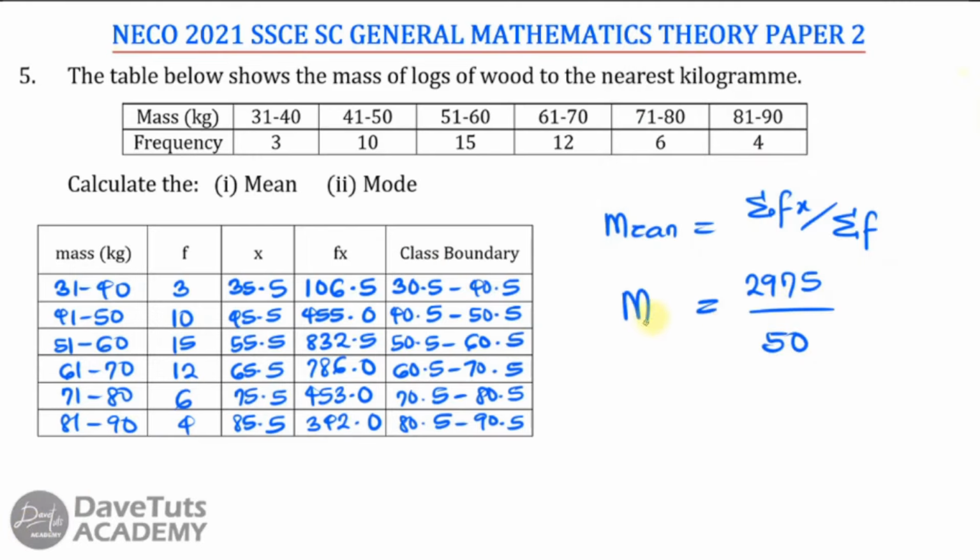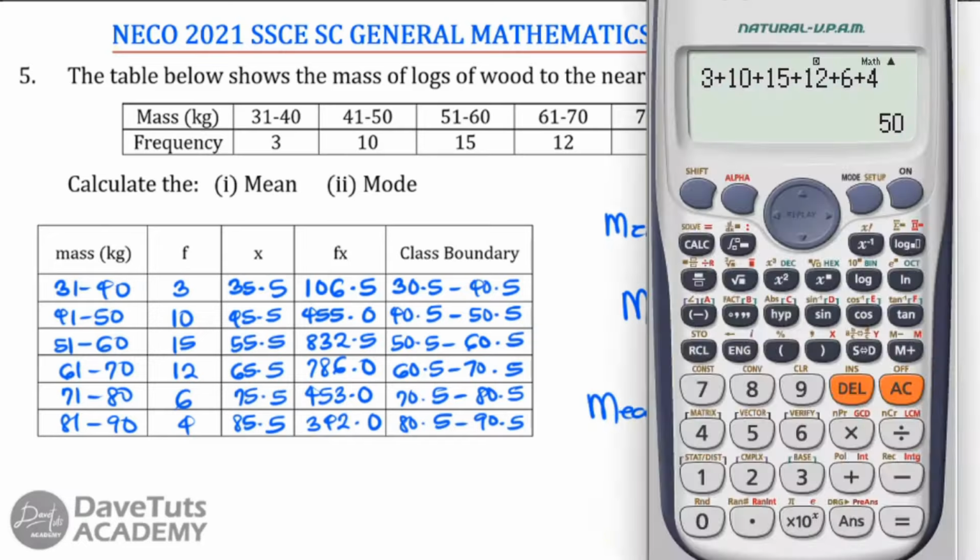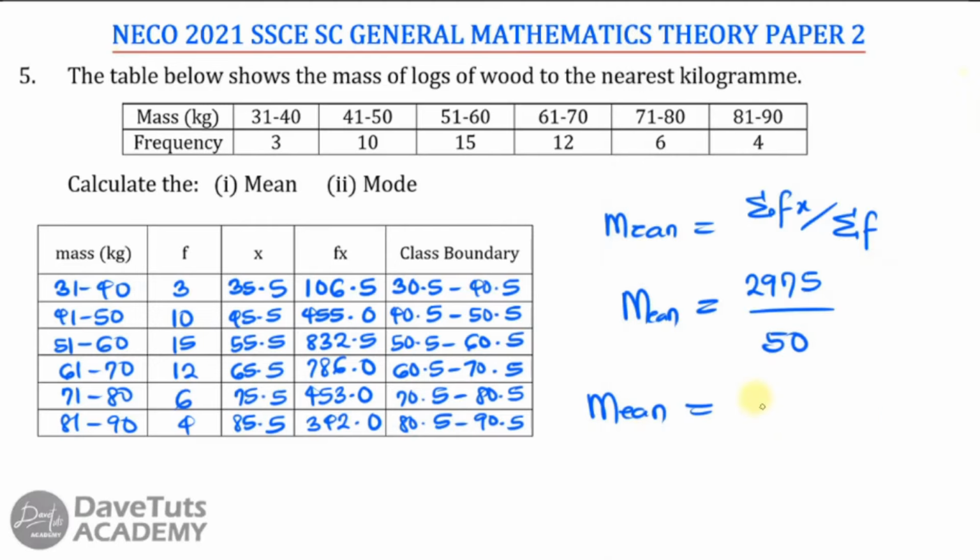So our mean that we are looking for is nothing but 2975 over 50. So we have 2975 divided by 50. This is 59.5. So the mean is 59.5. And what's going to be the unit? You can see it is mass we are talking about here, and this is measured in kilograms as given. So the mean of this data set is 59.5 kilograms.